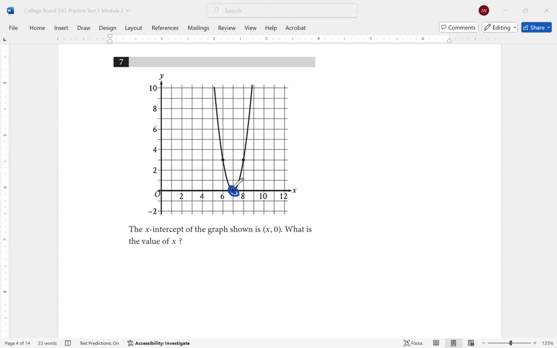If you know that this is the graph of a parabola, or it looks like the graph of a parabola, and so it's at this point, it looks like that value is at 7. So we'd say it looks like the value of x on the x-intercept is x equals 7 in this case.